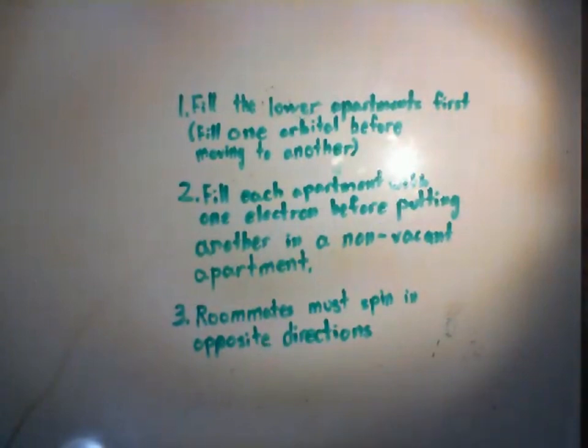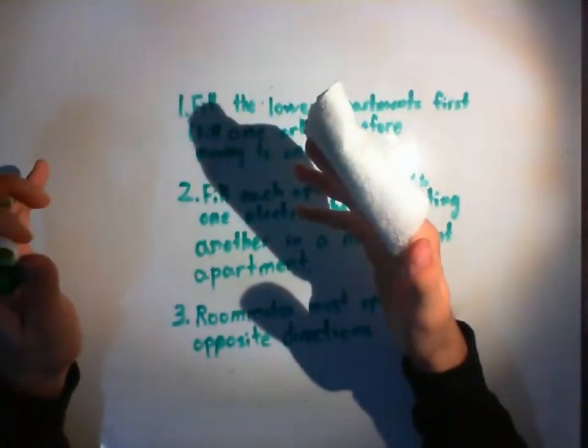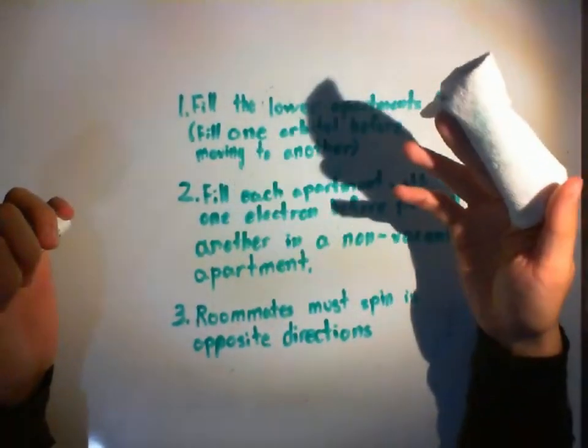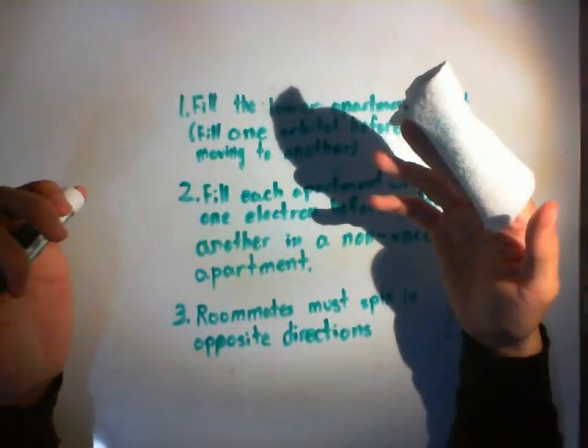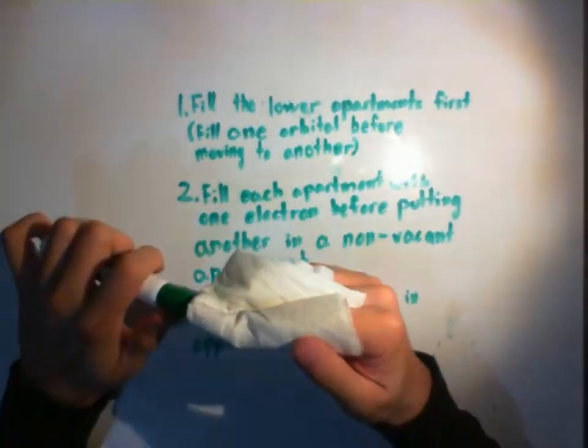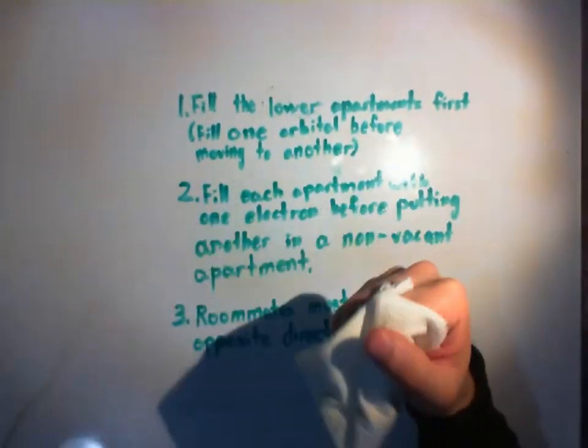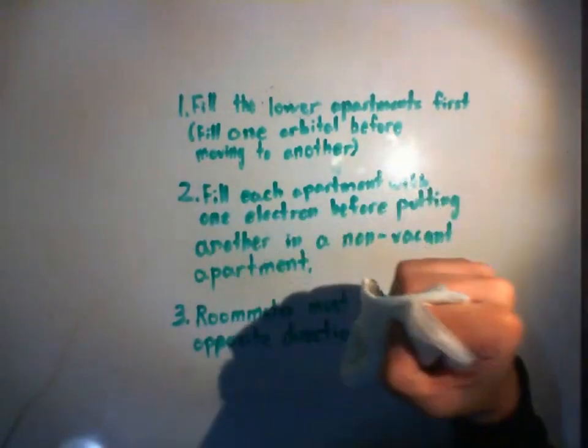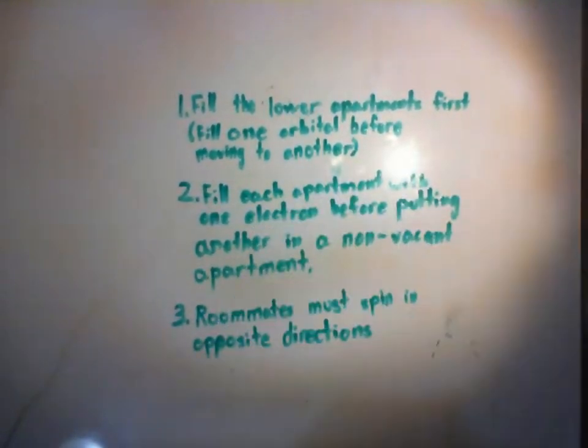The second rule is to fill each apartment with 1 electron at a time, and then when you are done with that floor's apartments, then you can start putting roommates in there, because why would you put roommates in the same apartment when there's already an apartment that's still vacant? You know what I mean. The third rule is that if you do have roommates, they must spin in opposite directions.